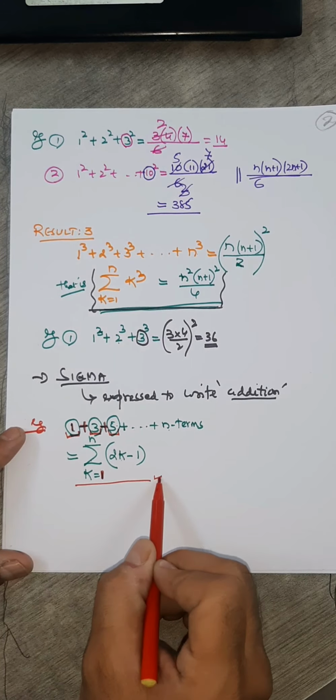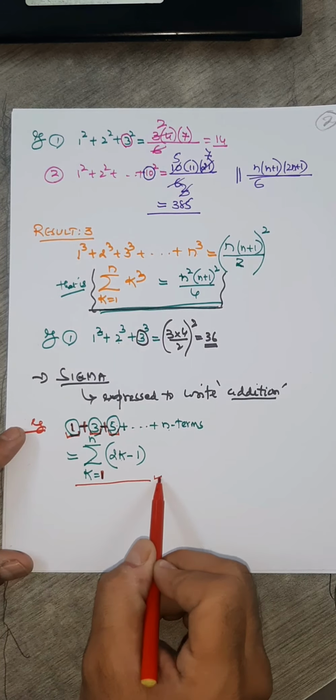And the next property: suppose I have sigma k runs from 1 to n, c into ak. So this c is a constant. Sigma depends upon k here. C is independent of k. So I can take c outside and I can write c times sigma k runs from 1 to n ak, where c is some constant, independent of k. If you have some constant, you can take it outside. If you have plus or minus, you can take sigma inside. If you have a constant, you can take it outside.